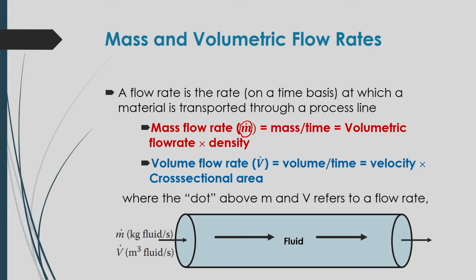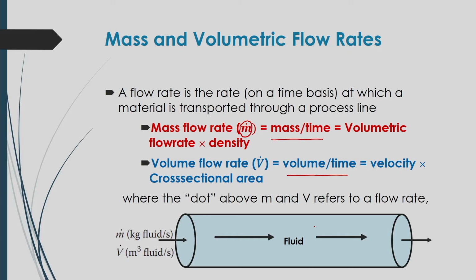So, here the dot represents the rate. Mass flow rate is defined as mass per unit time, and volumetric flow rate is defined as volume per unit time, that is, the volume of material flowing per unit time. So, it is called the volumetric flow rate. You can relate the mass flow rate with the volumetric flow rate just by multiplying the volumetric flow rate by the density of the fluid, and then you get the mass flow rate of that fluid.